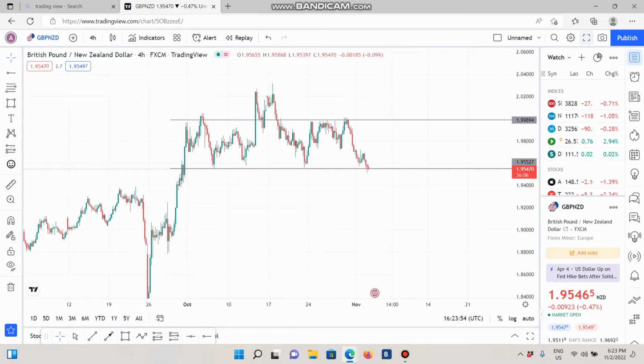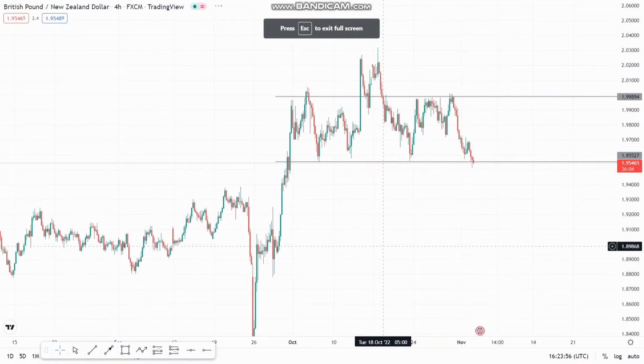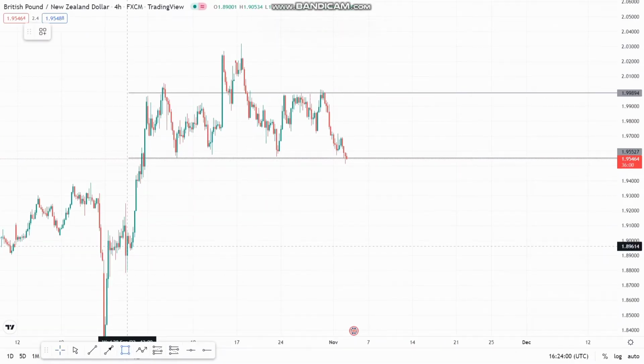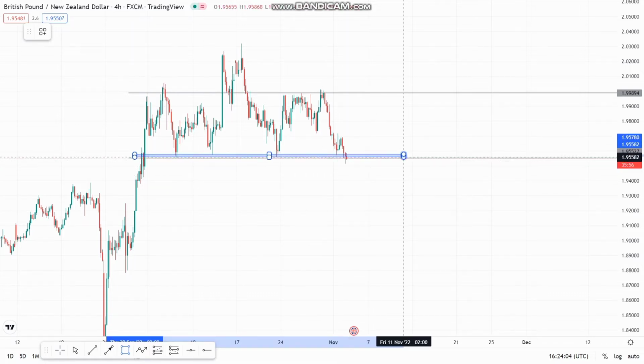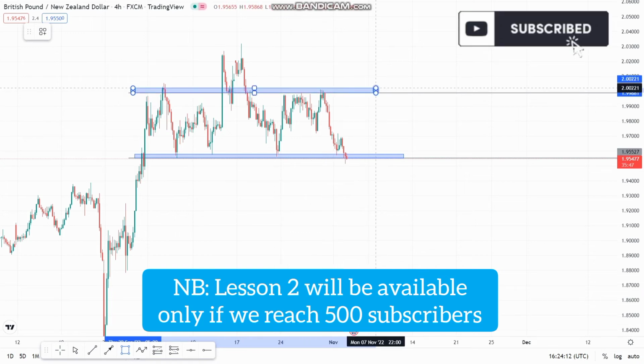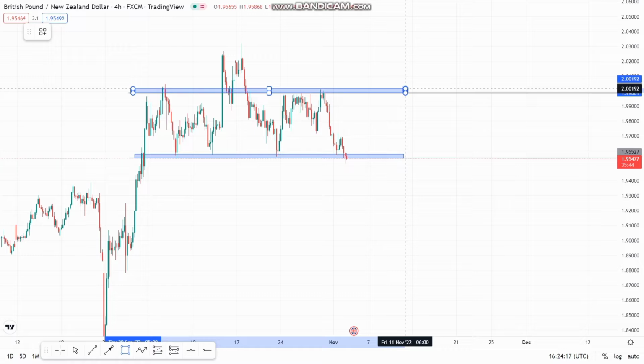So let me make this a full screen. Okay, look guys, let us use our zones to cater for this. So we're going to put it like this. This is our support level and this is our resistance level. So this is how you draw your support level based on the 4-hour time frame.